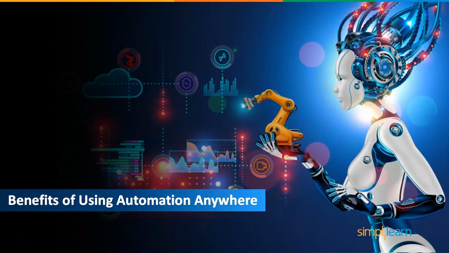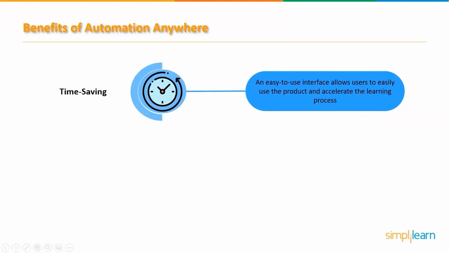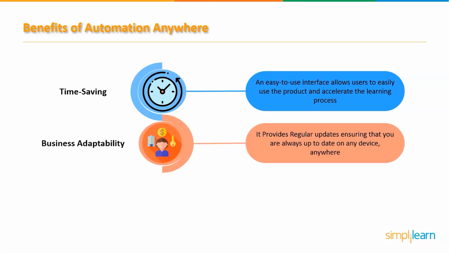Benefits of using Automation Anywhere. Time saving. An easy to use interface that allows users of varying skill levels to easily use the product and accelerate the learning process. With instant web-based deployment, you can get started with writing bots right away. Business adaptability. Automation Anywhere provides regular updates, ensuring that you are always up to date on any device anywhere. It provides continuity of operations with high availability and disaster recovery.